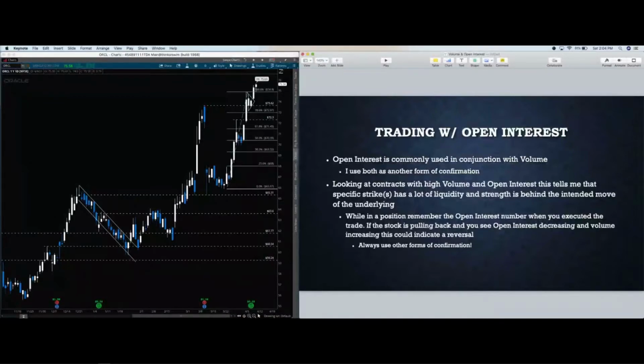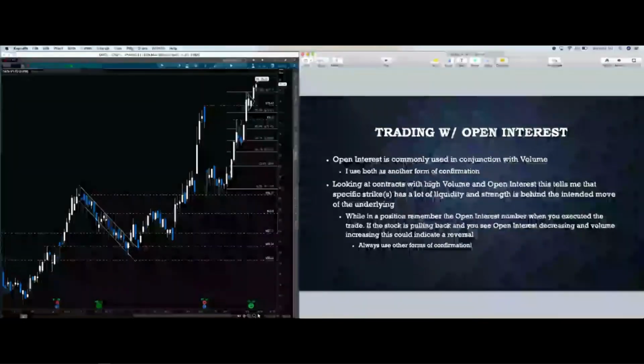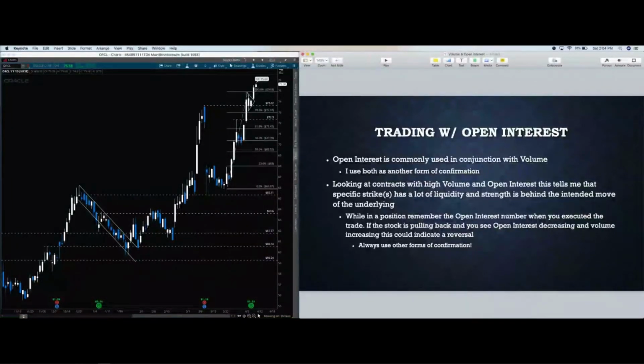While I'm in a position, I always like to write down, or give a little gist of, what the open interest was when I entered the trade. Say the stock is pulling back, then I can go back and look at the open interest on my contract. If the stock is pulling back and the open interest is decreasing and the volume is increasing, this can indicate that the stock is starting to reverse.